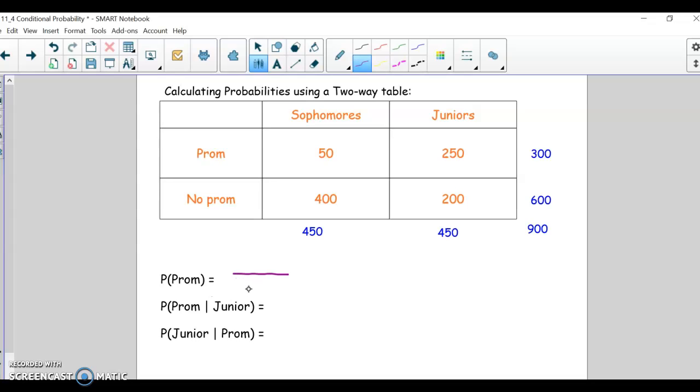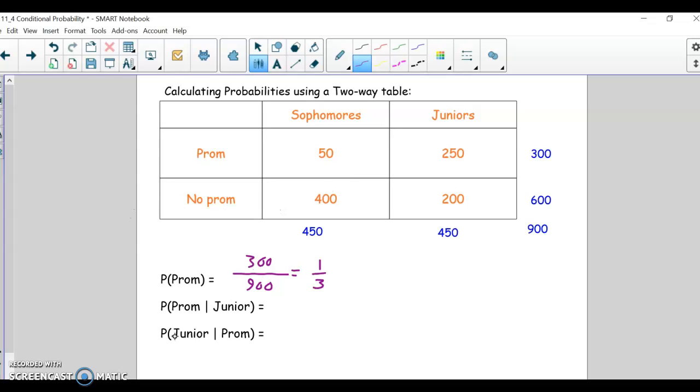Right, so total people is 900. There's 900 total people. And how many went to prom? That was 300. Okay, so if we reduce that, that's about 1 out of every 3 people in our little table went to prom.